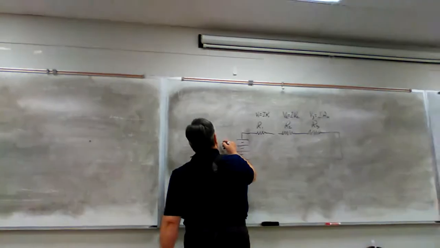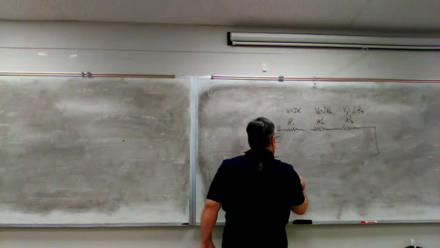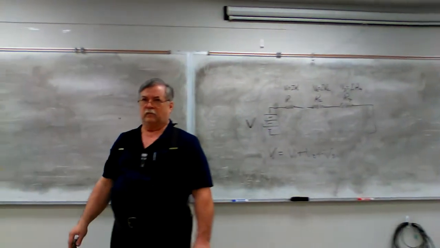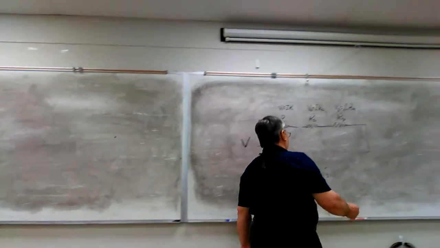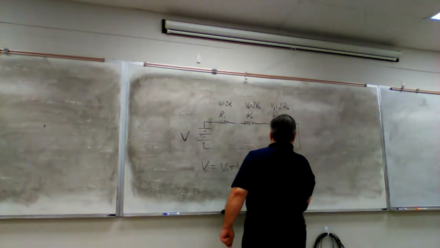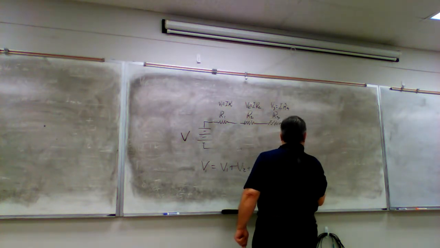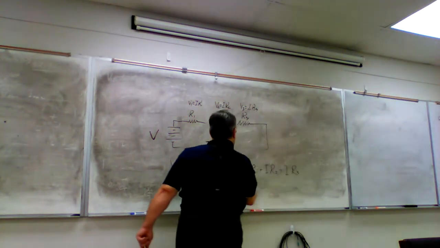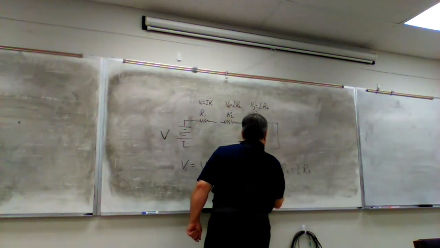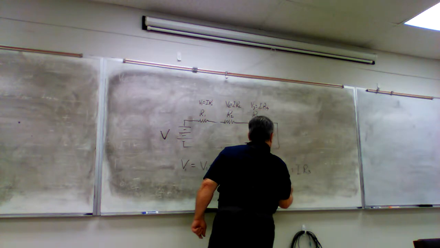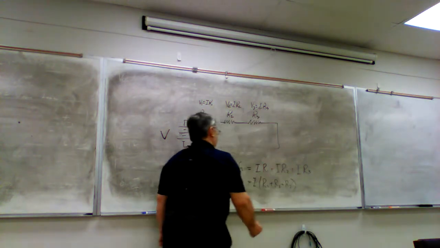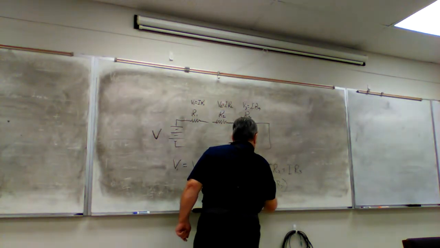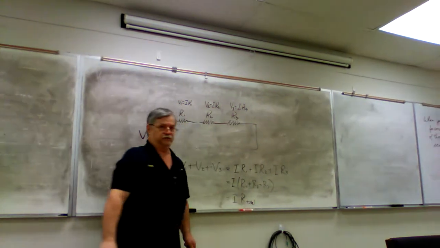If we apply V, then V must equal V1 plus V2 plus V3. Right? That means it is equal to I times R1 plus I times R2 plus I times R3, which I can factor out that I. It is equal to I times R1 plus R2 plus R3, which is equal to I times the total resistance, or net resistance.